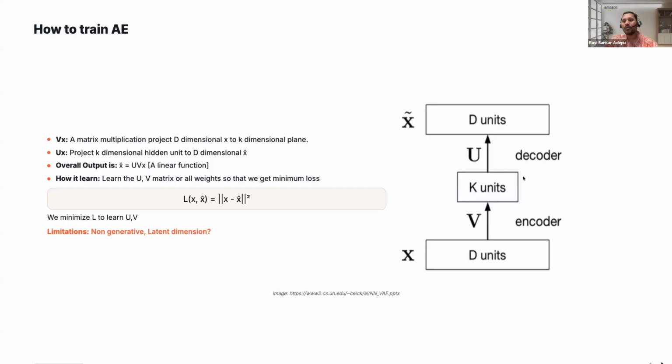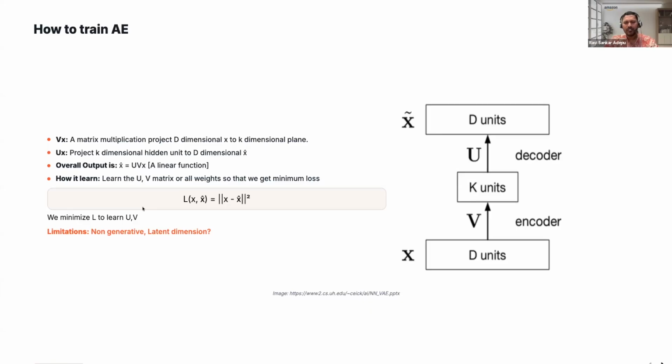Training means that you want to learn the weights of this model, which are U and V, so that the reconstruction is as close as possible to the input. And how do we measure that? We formulate the loss as a squared error, which is the norm of x minus x hat. So we minimize that loss to learn U and V.